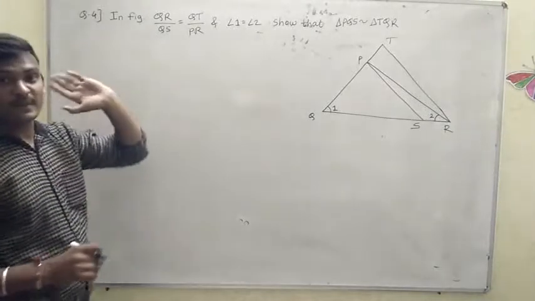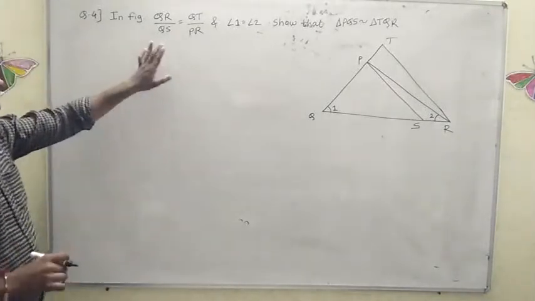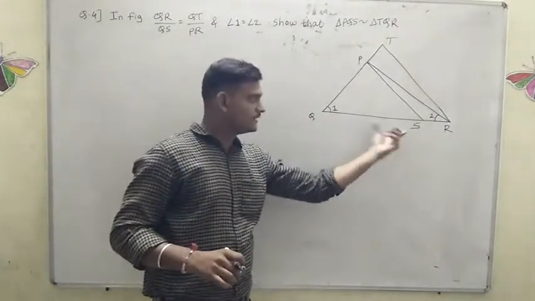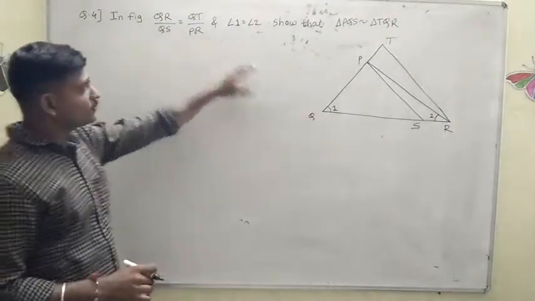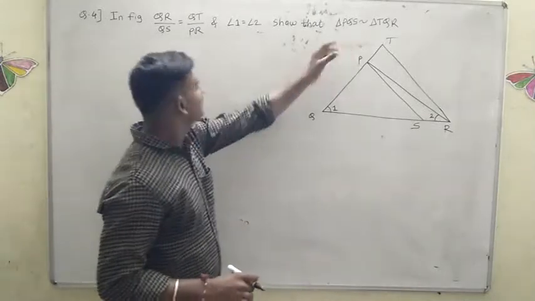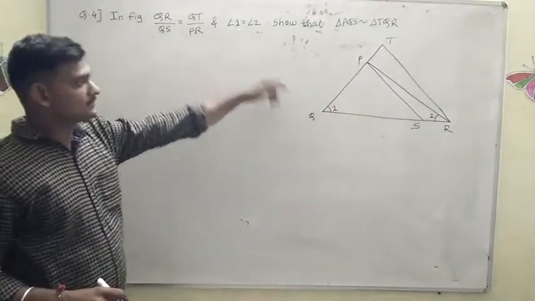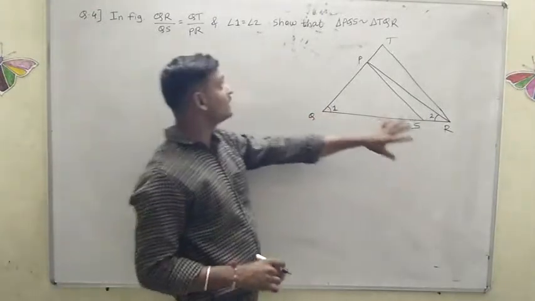See here in question number 4 what is given. In this figure, QR divided by QS is equal to QT divided by PR is given. And angle 1 is equal to angle 2. Angle 1 is equal to angle 2 is given.